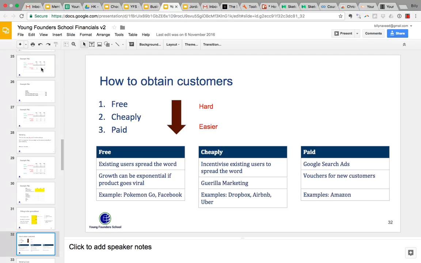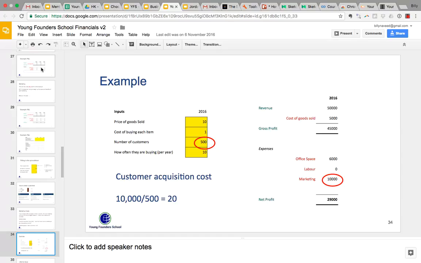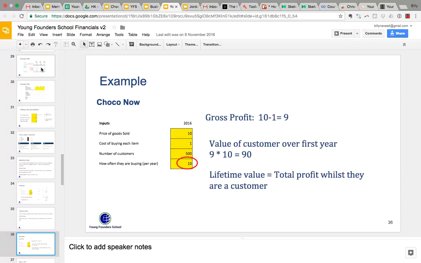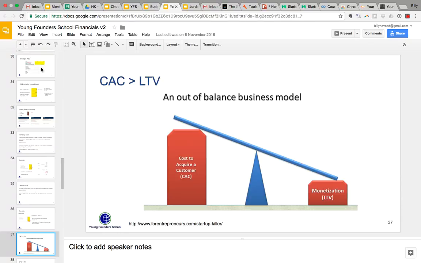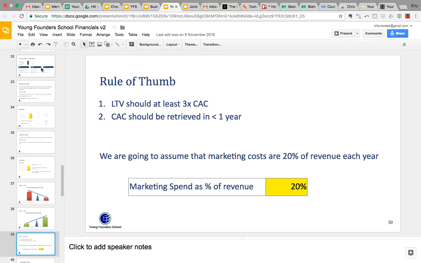This is a sheet on how to obtain customers, and we again go through how it's much harder to get free customers than it is paid, and what the benefits of each one are. Talking of marketing costs, we go through customer acquisition cost, what is a CAC, how do you calculate it from your P&L, what is lifetime value, what is Choco Now's lifetime value, and how imbalanced models are those where the CAC is obviously much higher than the LTV, and this is much better.